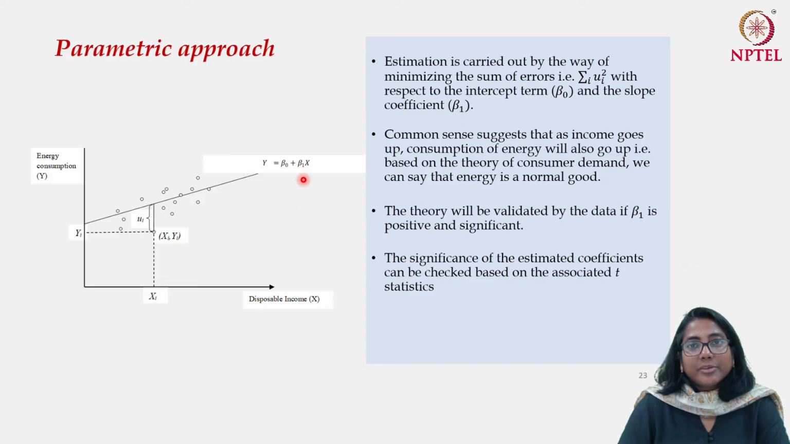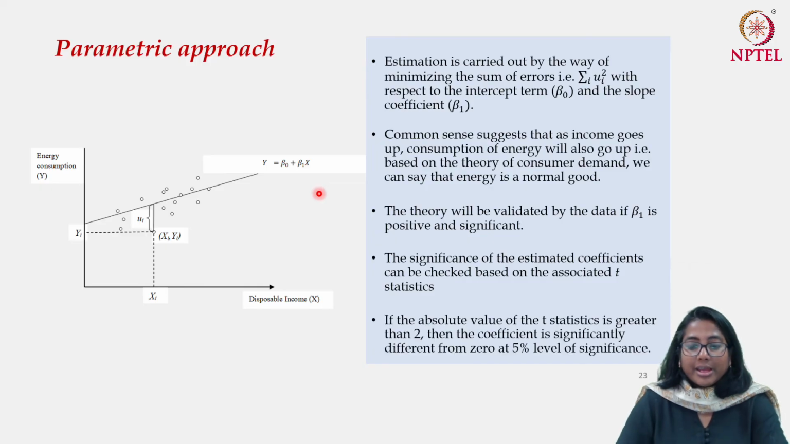Now how do we understand whether this is significant or not? This beta 1, under the null hypothesis that we test, that beta 1 is equal to 0 for the population, follows a t distribution. So we try to obtain the t statistic, or the t value, for both the parameters, beta naught and beta 1. And if I find that the absolute value of the t statistic for beta 1 is greater than 2, that means that beta 1 is significant.